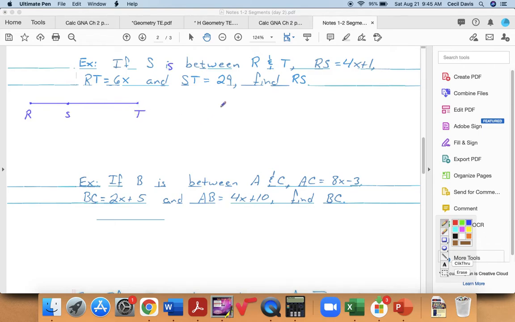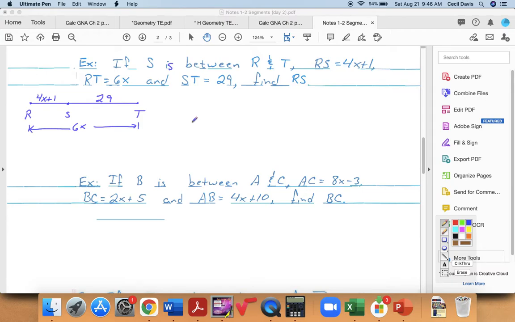The length of RS is 4x plus 1. I'm going to have to write a little bit small, but it's fine. If you write large, you may want to make your diagram pretty big. The length of RT is 6x. So that's this whole thing. And the length of ST is 29. So we want to be able to write an equation for that.